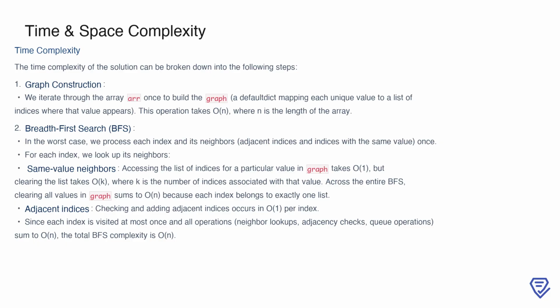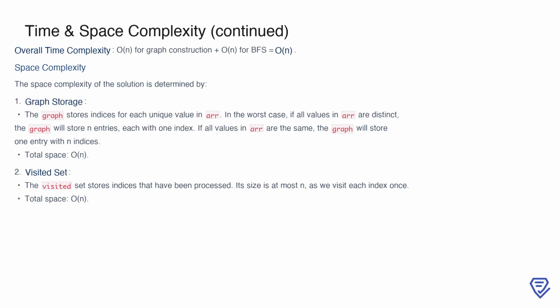Similarly, checking and adding adjacent indices occurs in constant time for each index. Since each index is visited at most once and all operations sum to O(n), the overall time complexity of BFS is O(n). Adding the components together, the overall time complexity of the solution becomes O(n) for graph construction plus O(n) for BFS, which simplifies to O(n).